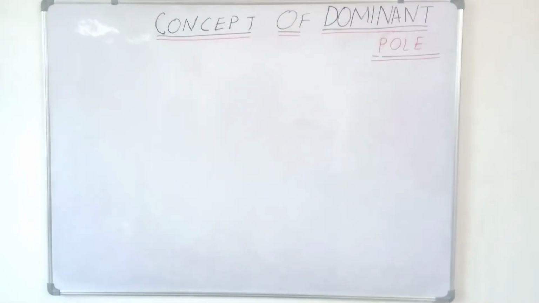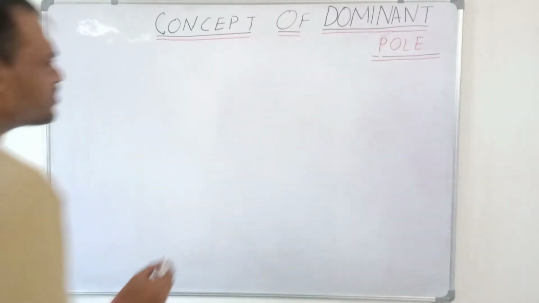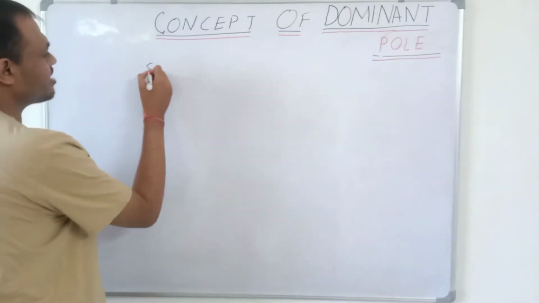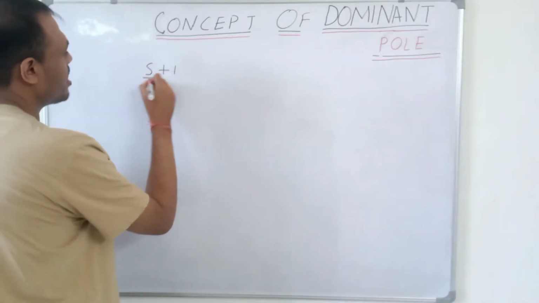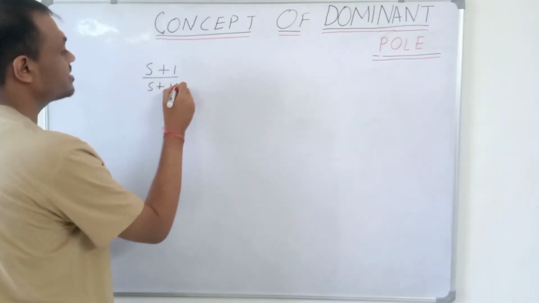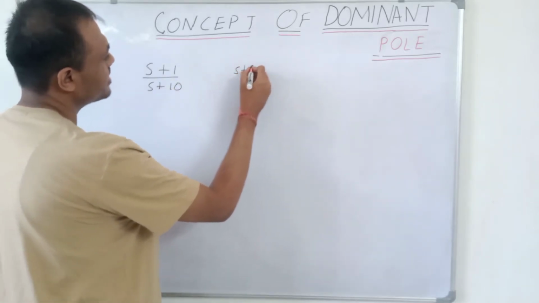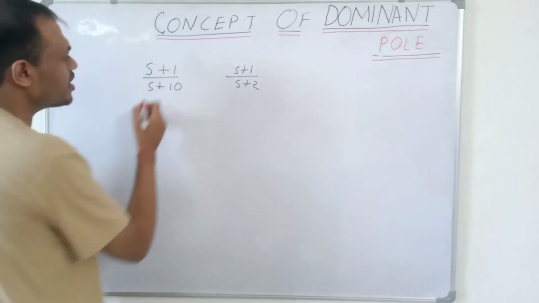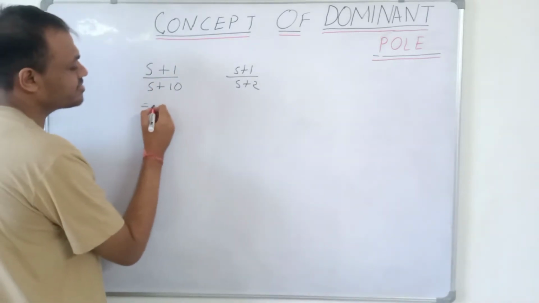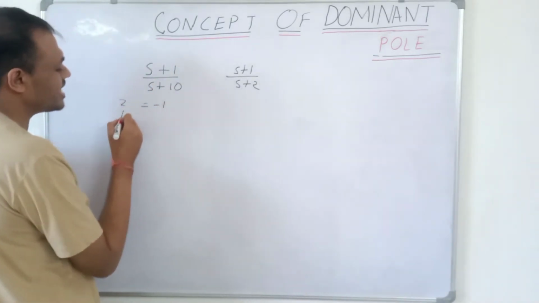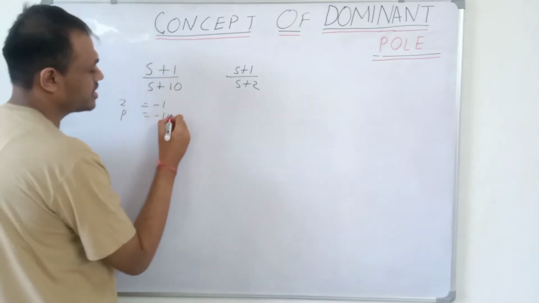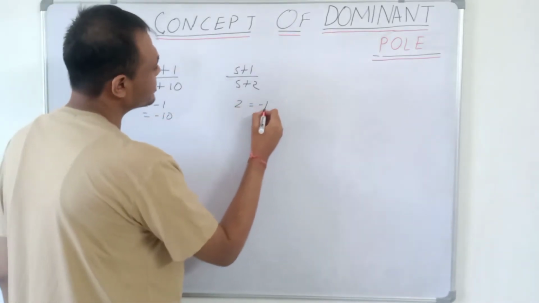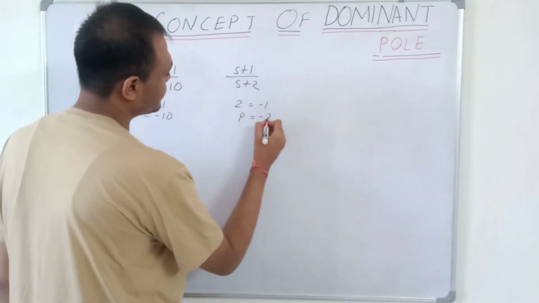So in this video we will study the concept of dominant pole. So let's take two examples, (s plus 1) upon (s plus 10) and (s plus 1) upon (s plus 2). So here 0 is at minus 1 and pole is at minus 10. Here 0 is at minus 1 and pole is at minus 2.